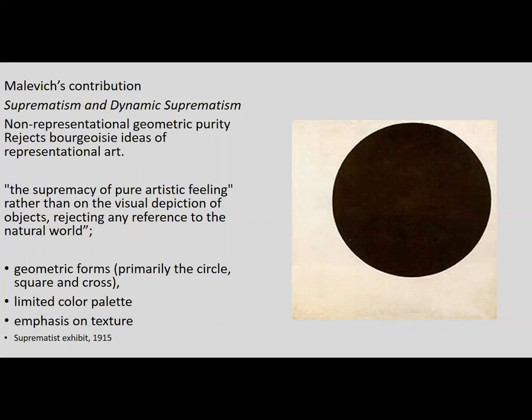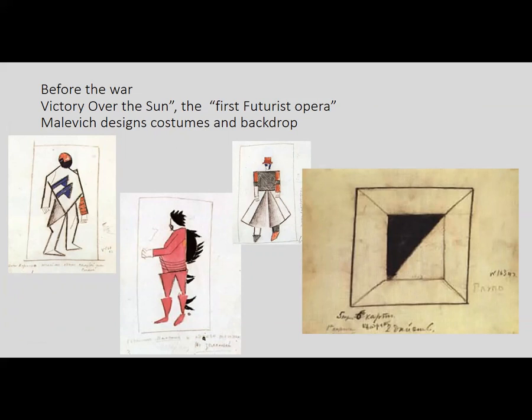So before the war ended, World War I, he was still doing the Cubo-futuristic style, and he was asked to do the costumes and the backdrops for the first futuristic opera, which was called Victory Over the Sun. So here's the outfits. And then here is a backdrop design. It's a square, kind of divided up with another square, and it just uses black and white in this one. And now, where does that lead us to?